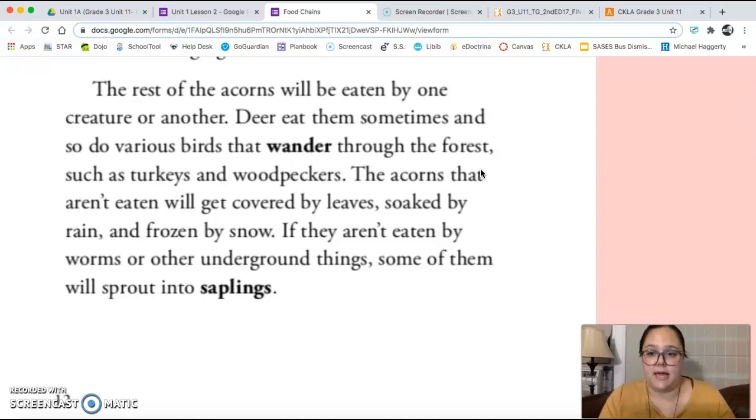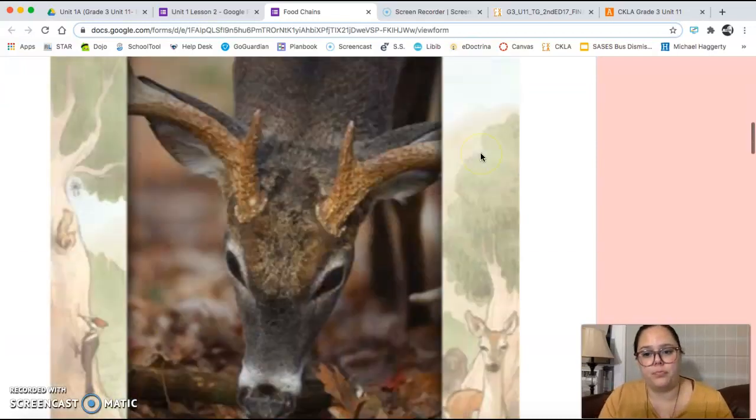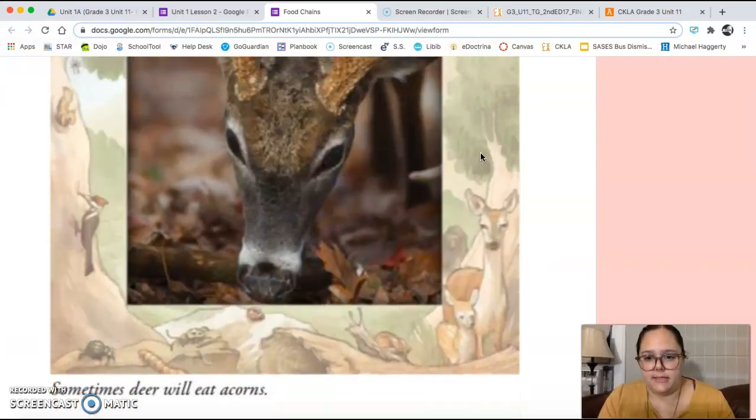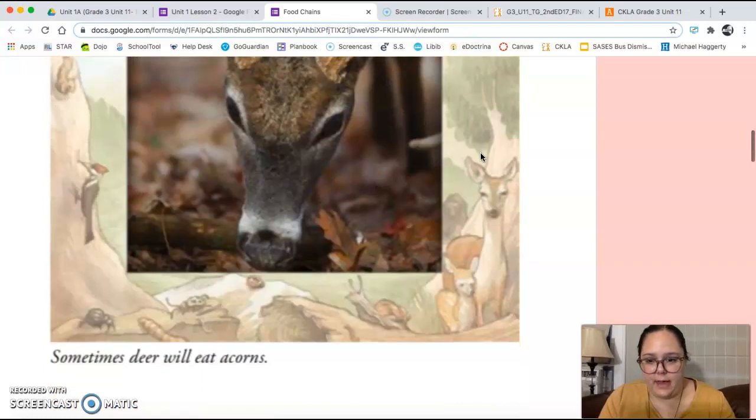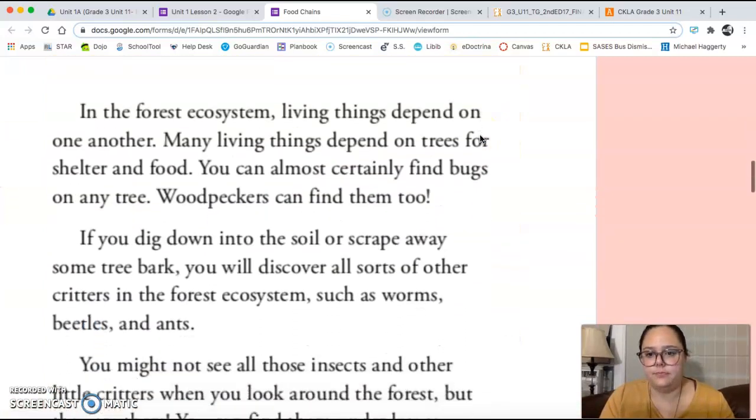Deer eat them sometimes, and so do various birds that wander through the forest, such as turkeys and woodpeckers. The acorns that aren't eaten will be covered by leaves, soaked by rain, and frozen by snow. If they aren't eaten by worms or other underground things, some of them will sprout into saplings. And this is a picture of a deer, and the caption says, "Sometimes deer will eat acorns."